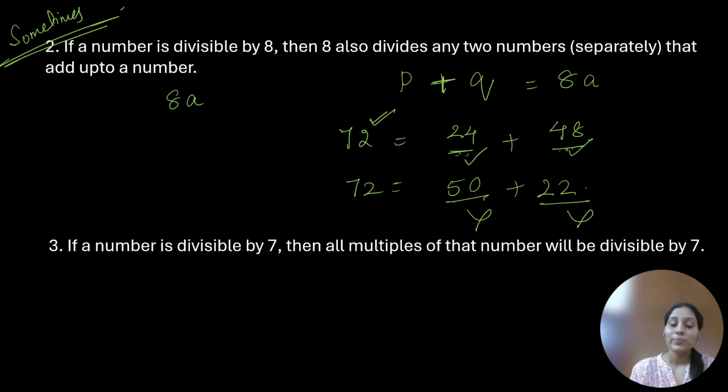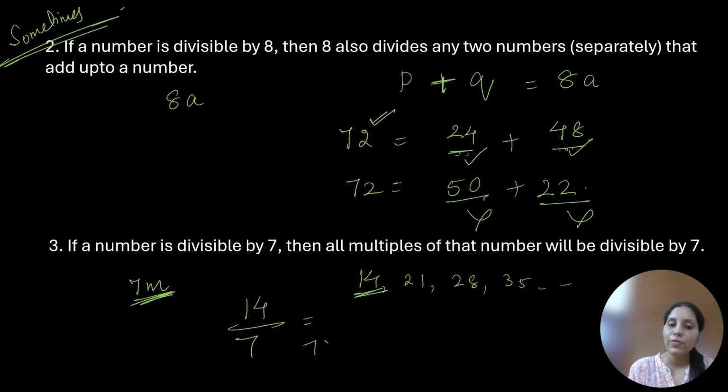Okay. Next one. If a number is divisible by 7, all right, 7m, then all the multiples of that number, what are the multiples of 7? 14, 21, 28, 35. All the multiples of that number will be divisible by 7. What do you think? Is it true? Yes, it is true. Now, 14 is divisible by 7. Yes, because 14 by 7, 14 definitely has 7 into 2. It will be cancelled. 28 can be written as 7 into 4.